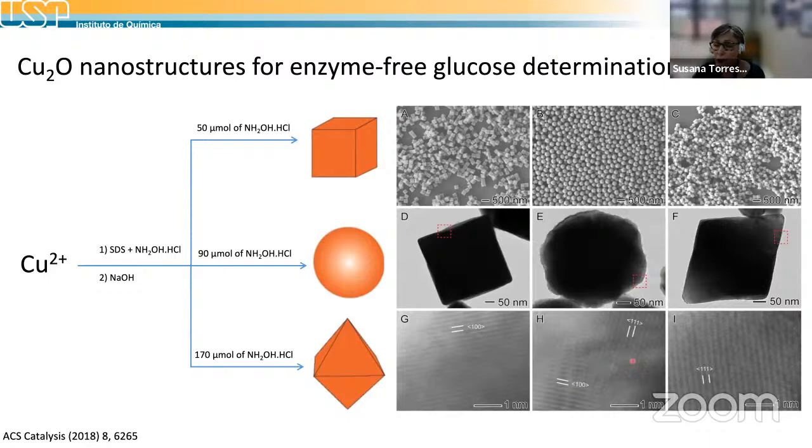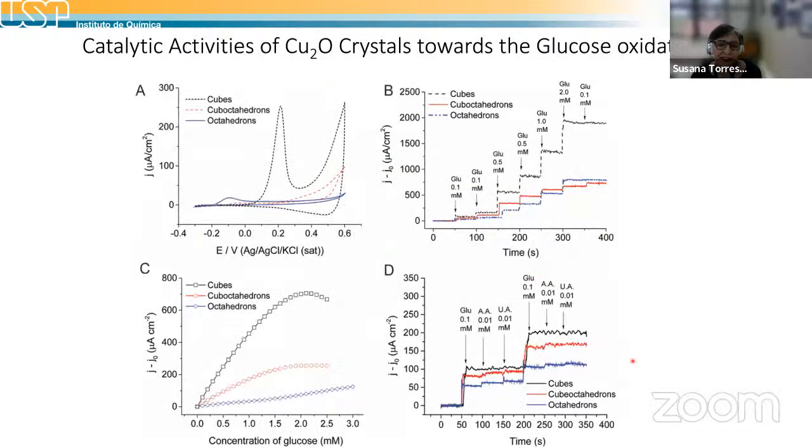What happens when we do electrochemistry with this? Okay, you can see here the voltammograms for the cubes, the spheres, and the octahedra.